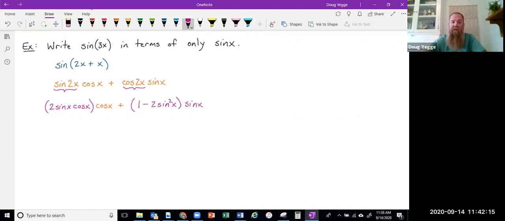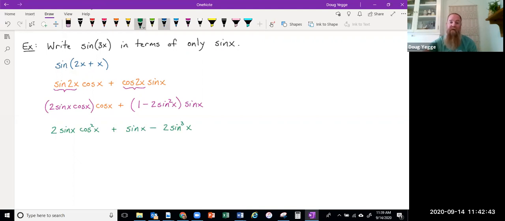So if we distribute, we're getting a little bit better, but we still see a few cosines here. So this becomes 2 sine x times cosine squared x plus sine x minus 2 times sine cubed of x. So we just distributed the sine x to each of those.